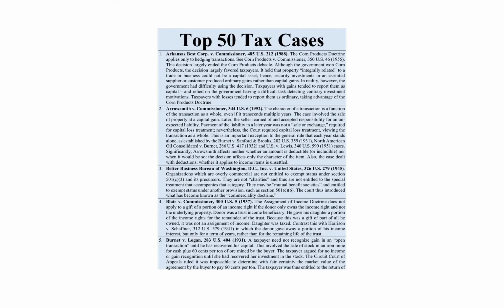All right, so the first case we've got is Arkansas Best. When you're looking at these cases, you can know them by the title because a lot of them have Commissioner or U.S. in them. It's important to note that where the party's name stands tells you who is the petitioner and respondent to the Supreme Court. Again, these are all Supreme Court cases.